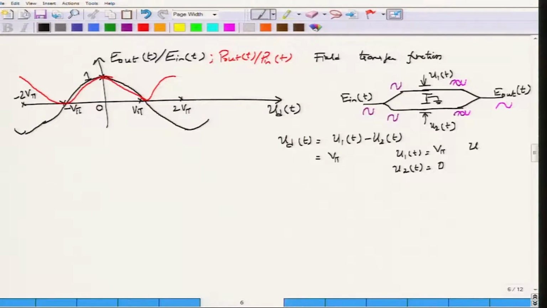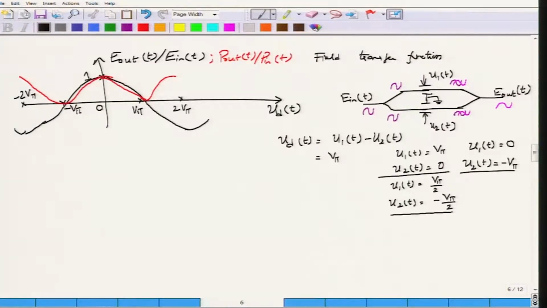I can also have the same situation by having u1 of t equal to 0 and u2 of t equal to minus V pi, or I can split this V pi into half of each. So, I can have u1 of t equal to V pi by 2 and u2 of t equal to minus V pi by 2, so that the difference between these two voltages will again sum up to V pi. As you can see, there are an infinite number of choices, and we will simply assume this choice to discuss the modulator transfer function, and why the modulator output is going to 0 when the difference voltage becomes equal to V pi.